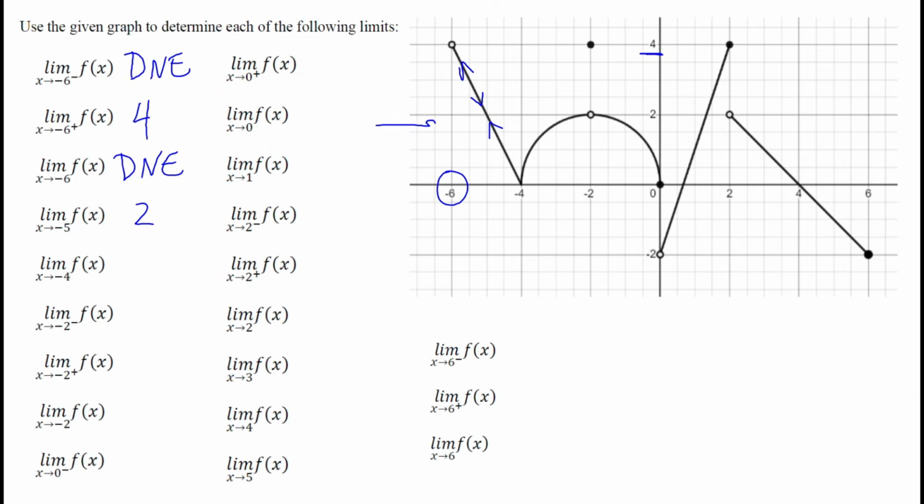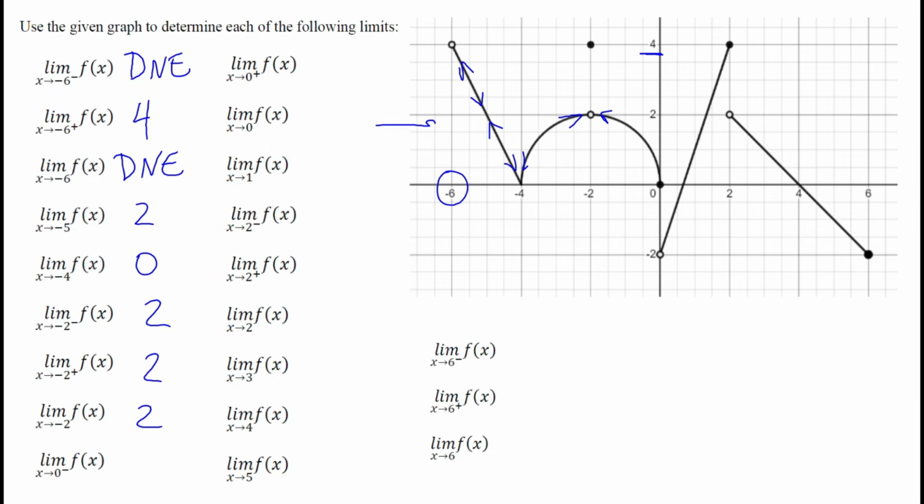As we approach -4, the two-sided limit, we're going down towards 0 from both sides. So that limit should be 0. As we approach -2 from the left, we're going towards 2, right? So that should be 2. As we're going towards -2 from the right, we're also going towards y equals 2. And the two-sided limit should also be 2, because if and only if the left and the right limits are equal to each other does the two-sided limit exist.